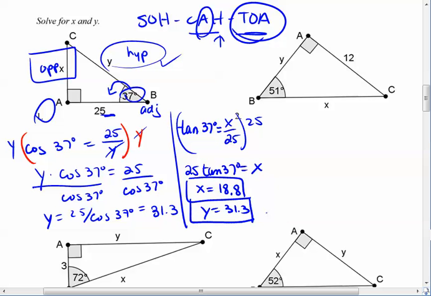Check your answer for reasonability. It makes sense to have those two values in a right triangle. The hypotenuse is the longest side.